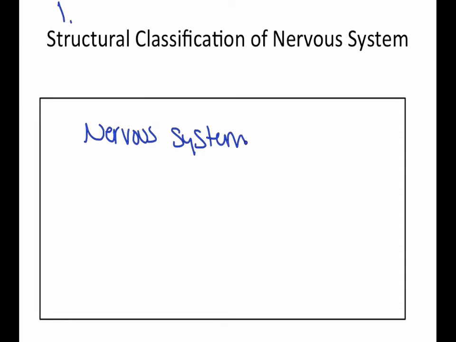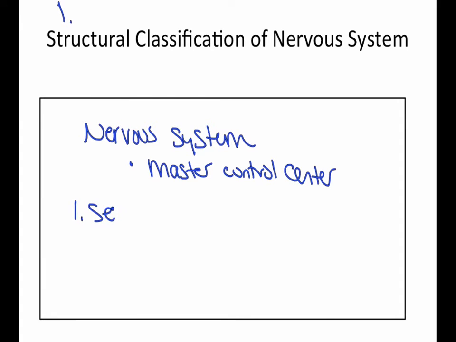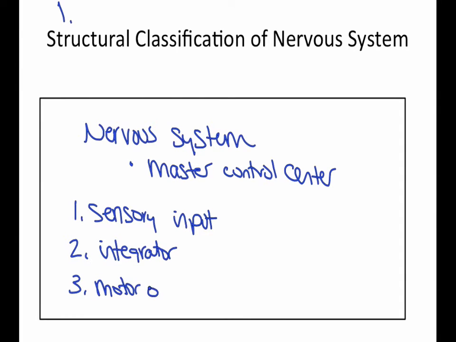So this chapter is all about the nervous system, and the nervous system is the master control center. And that means that it's in charge of 3 major things. So the first one is sensory input. The second is that it's an integrator. And the third is that it deals with motor outputs.